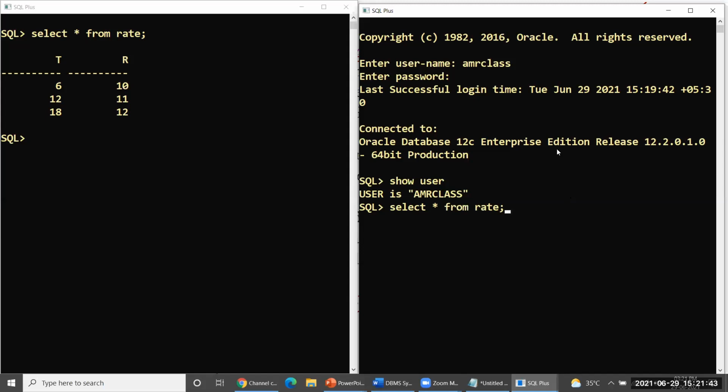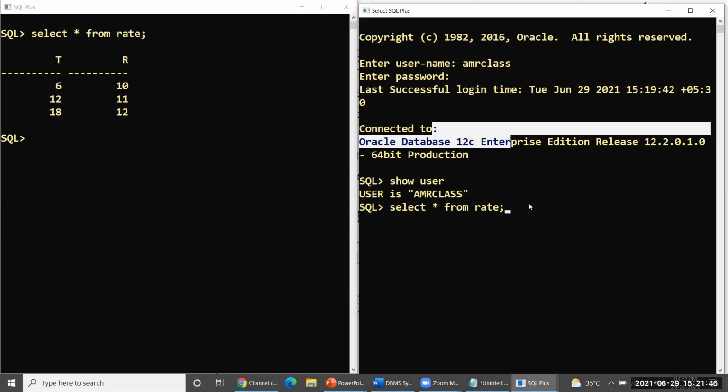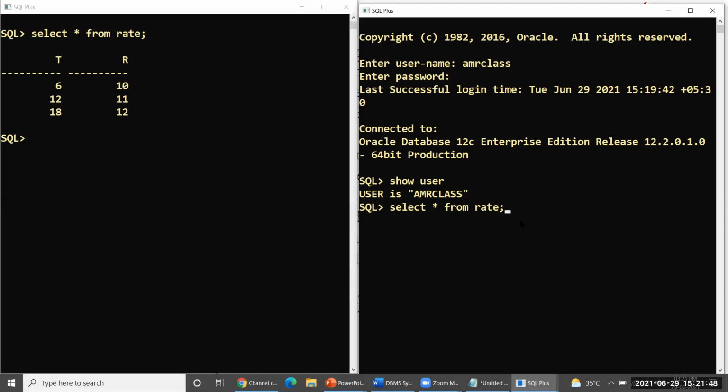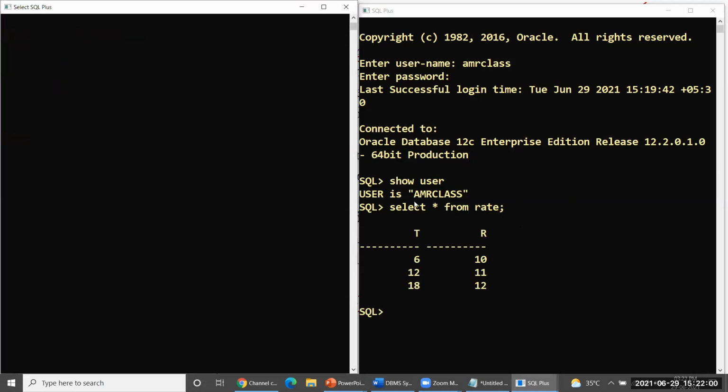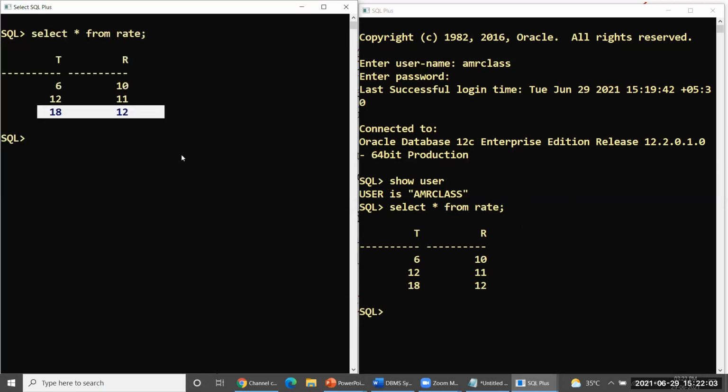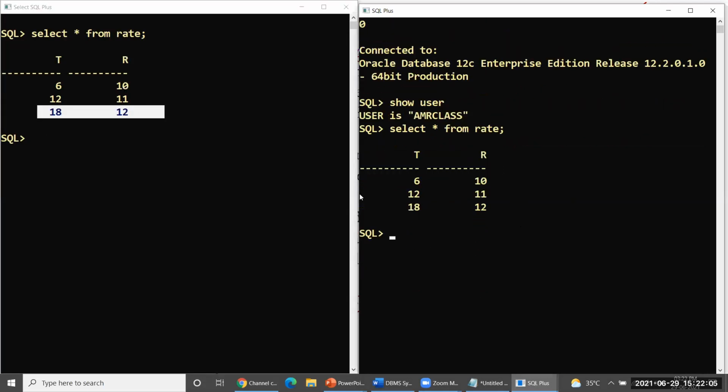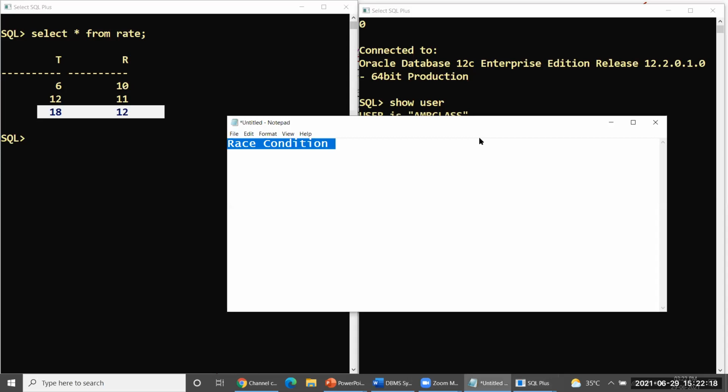In this other user, I did not perform any insertions, but because I applied commit at the first user, the rows will be displayed here also. Look at this, the same data is available. Now, how will the conflict occur? What are the scenarios in which these conflicts arise? First of all, the read conflict.